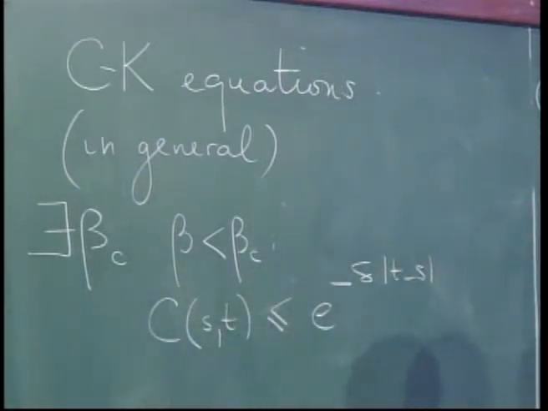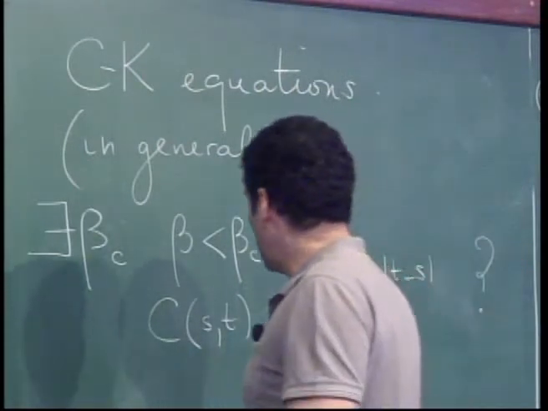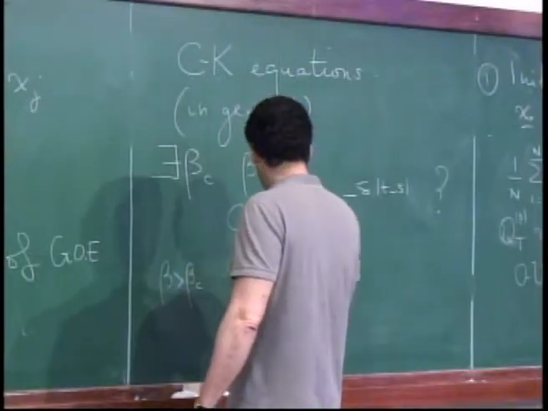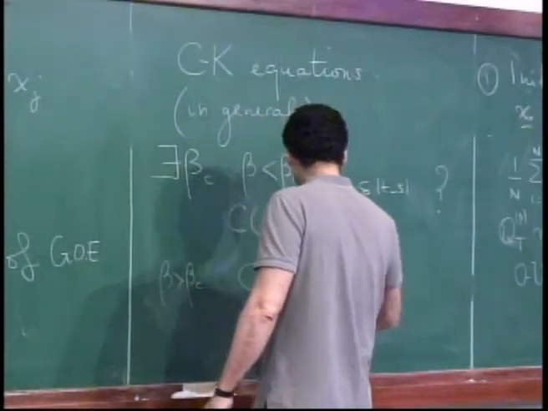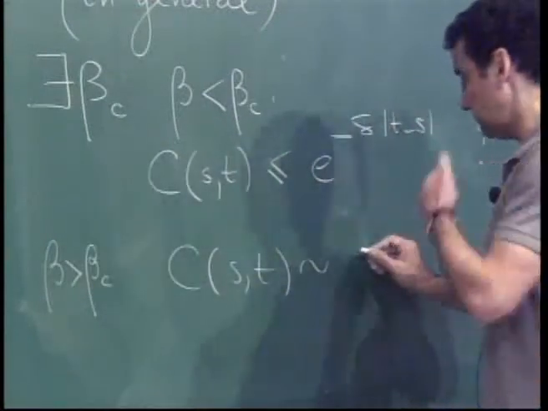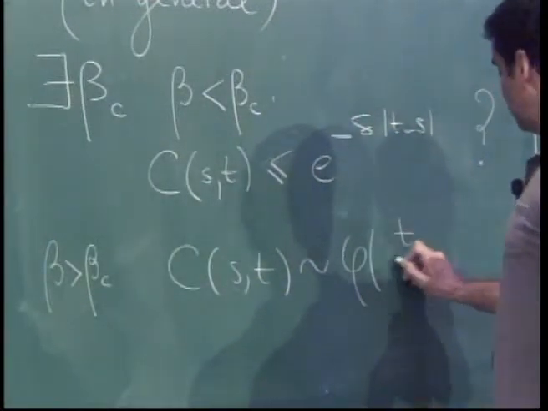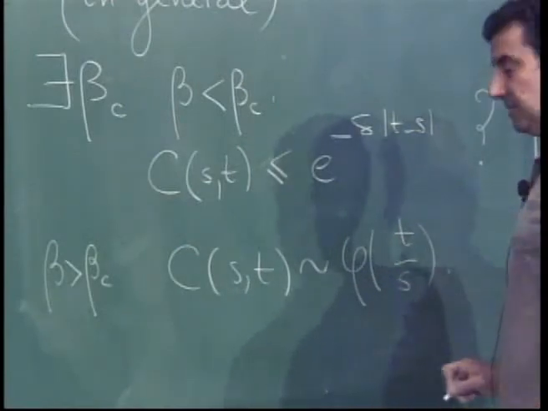That's what you expect. So, right, that should happen. And you also expect that at large enough temperature, at low enough temperature, this should behave like a certain function, let's say phi, of S over T, or T over S, I don't know what I said here. Right?